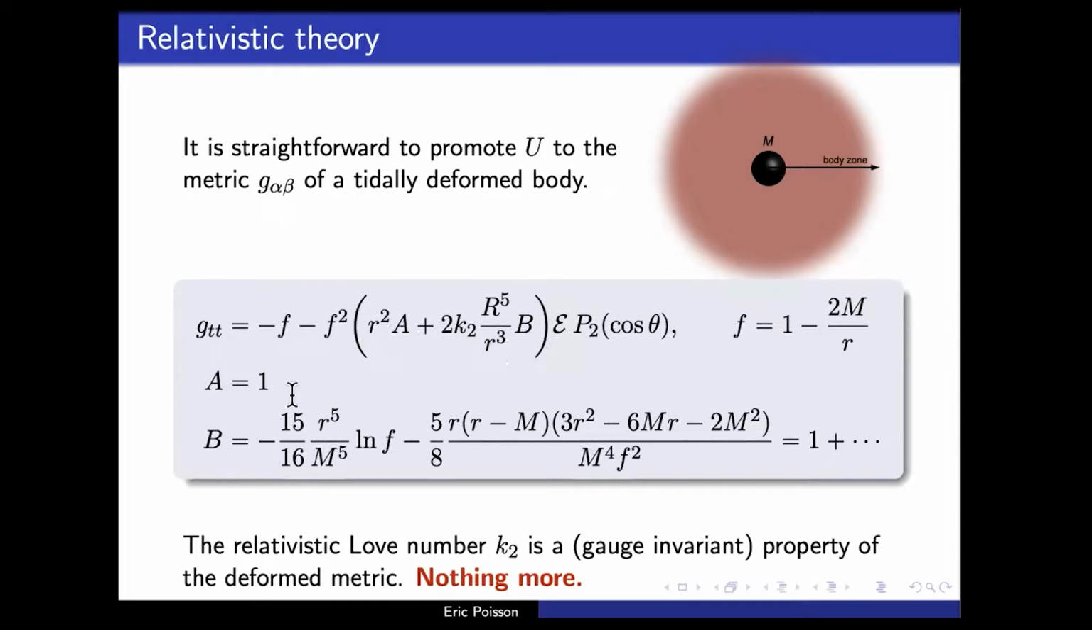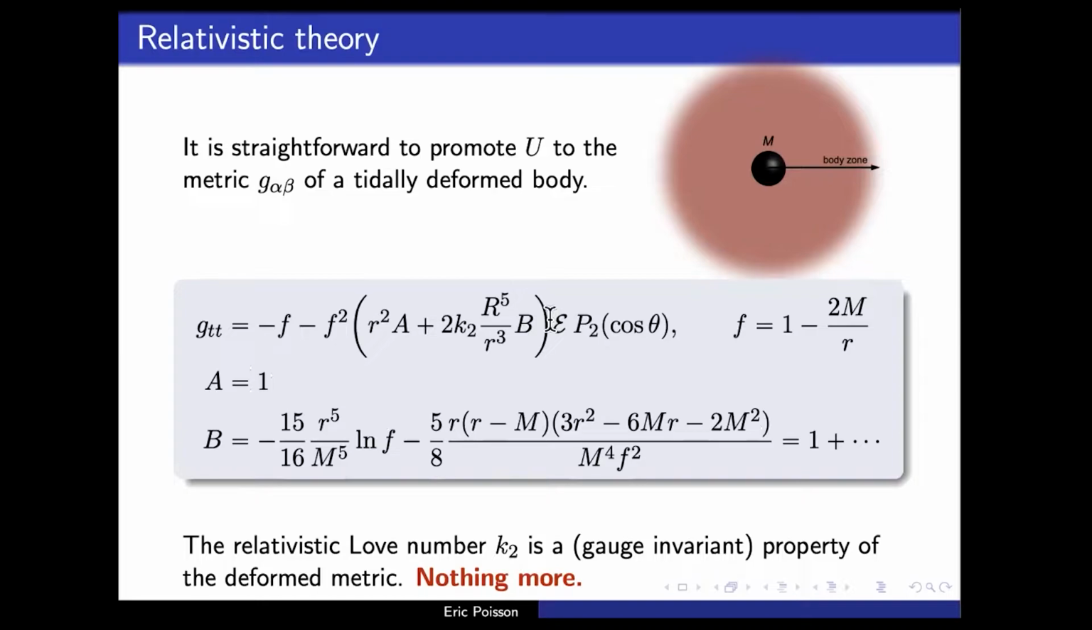While A happens to be simple, if we were to look at higher multipole orders, it would be slightly more complicated. B turns out to be rather complicated. It's a complicated function of r, including a log term that has this as an argument. But if you take this and expand it in powers of m over r, if you wanted to recover the Newtonian description, you would find that both A and B start out as 1 plus, in the case of B, corrections of order m over r squared, and all of this. So exactly the same structure emerges.